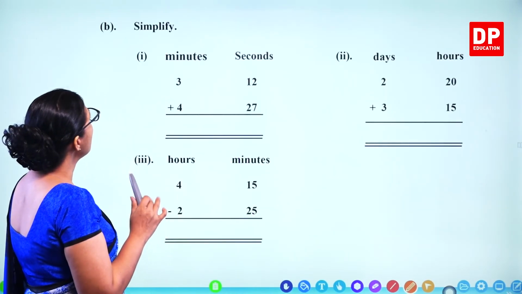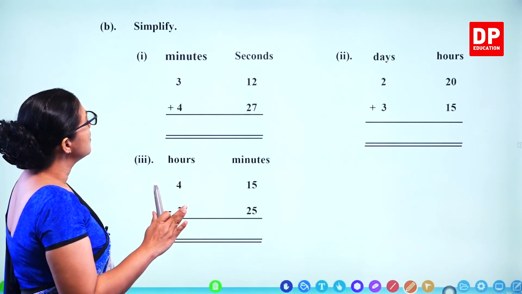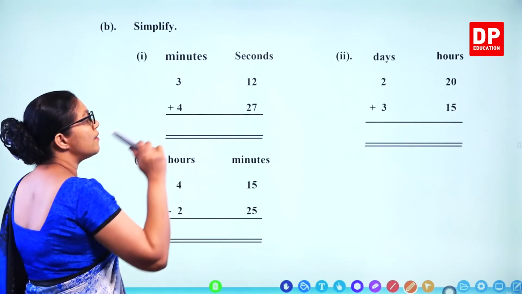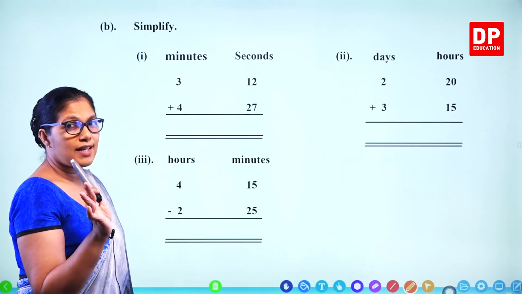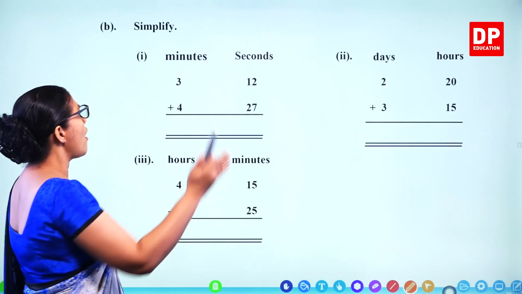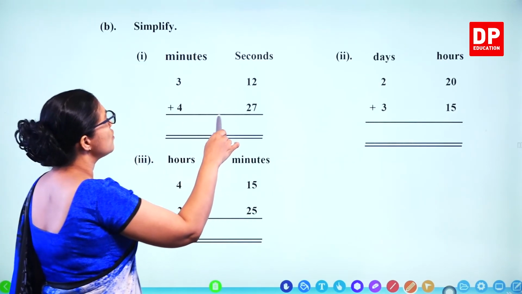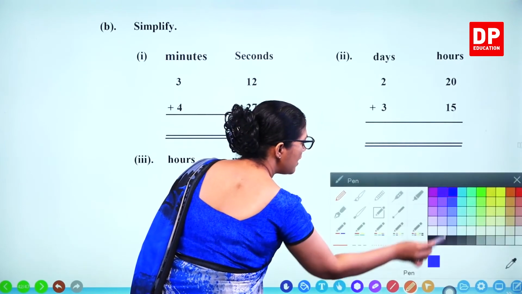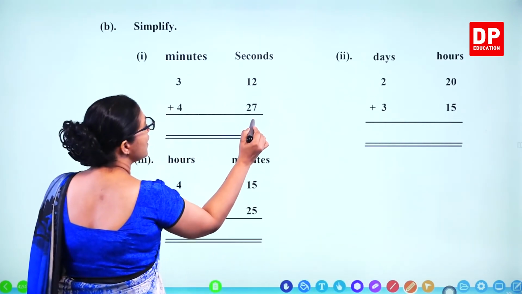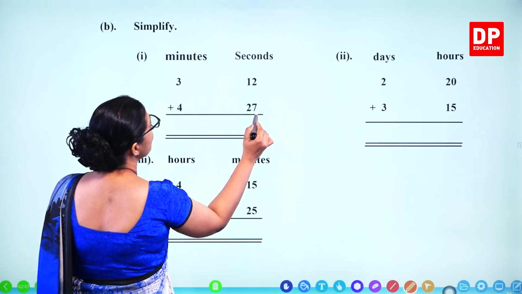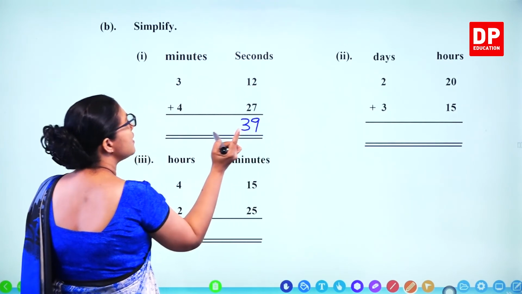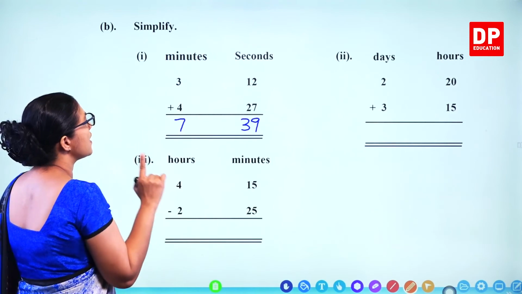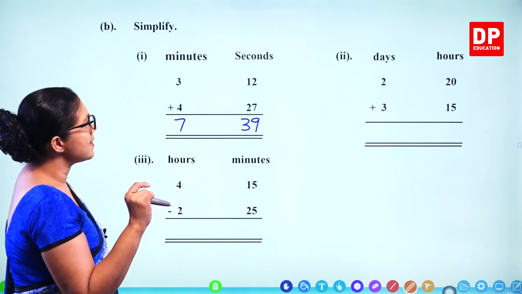Simplify. So you get minutes, seconds. So how you do that? So when you are adding, the maximum is 59. If it exceeds 60, you have to take it to minutes side. So first we'll add and see it's not exceeding. So you can put the value straight away. So this is addition, 9, 3, 39 seconds you can keep. 3 plus 4, 7. 7 minutes and 39 seconds.